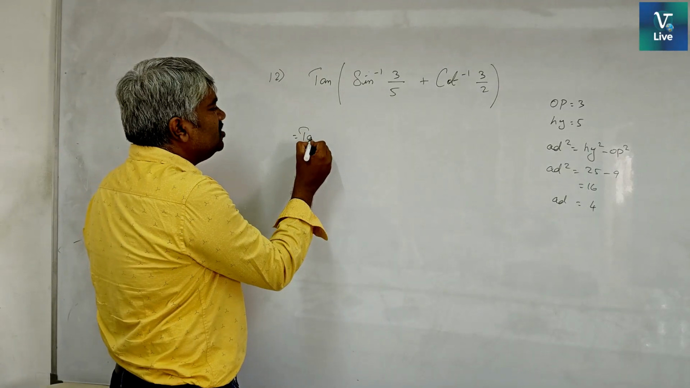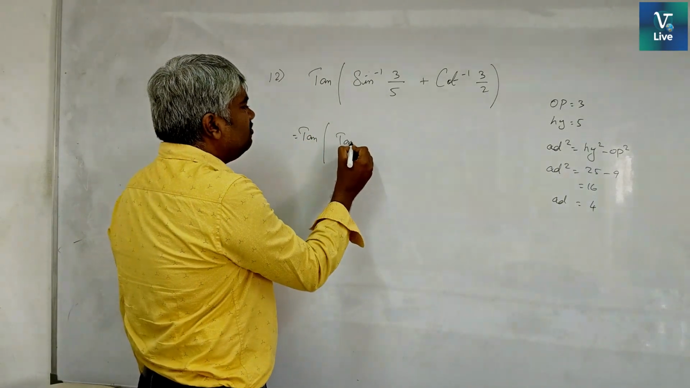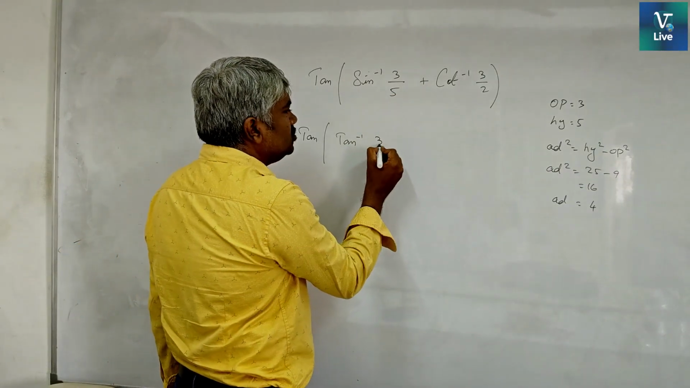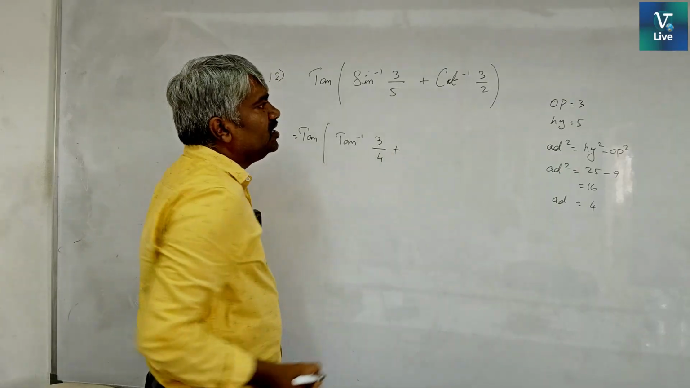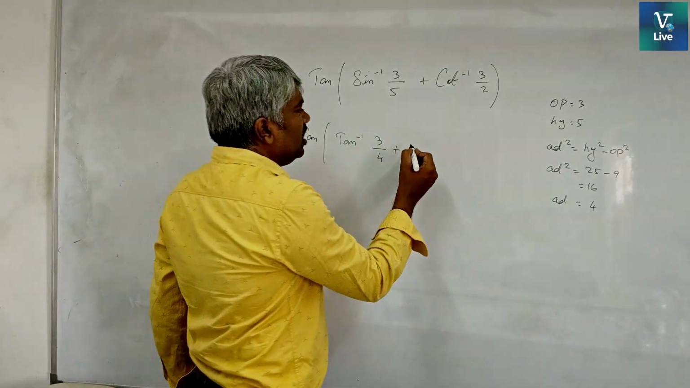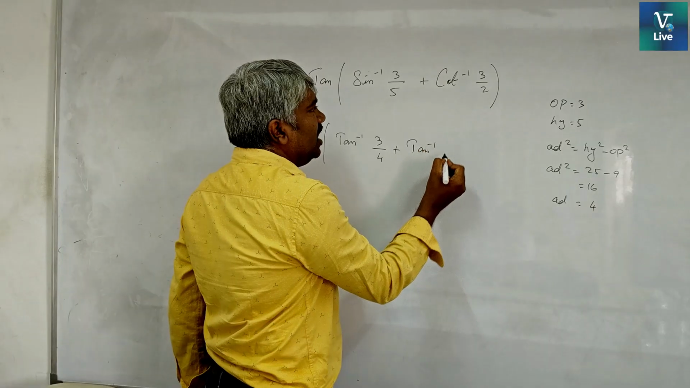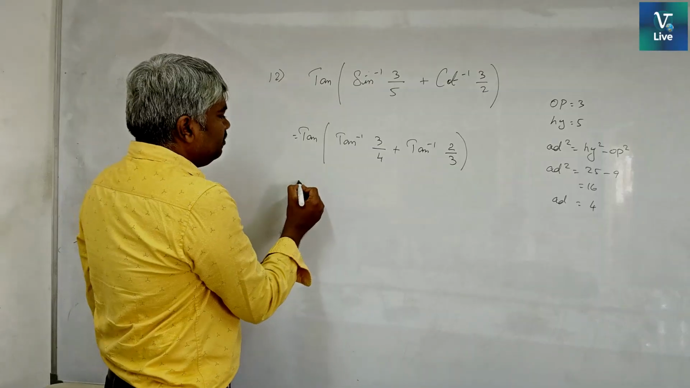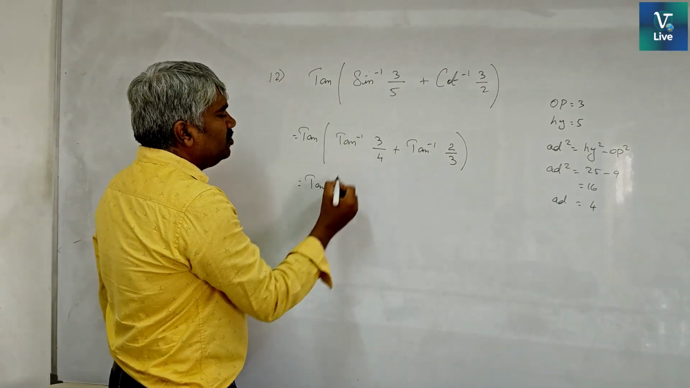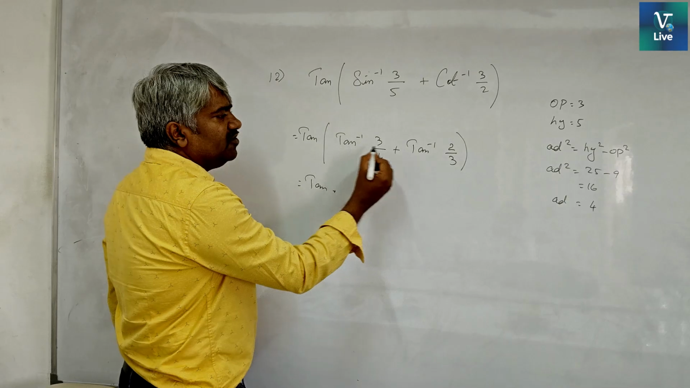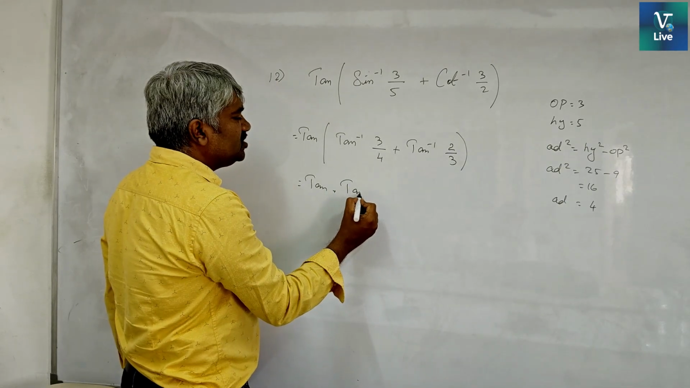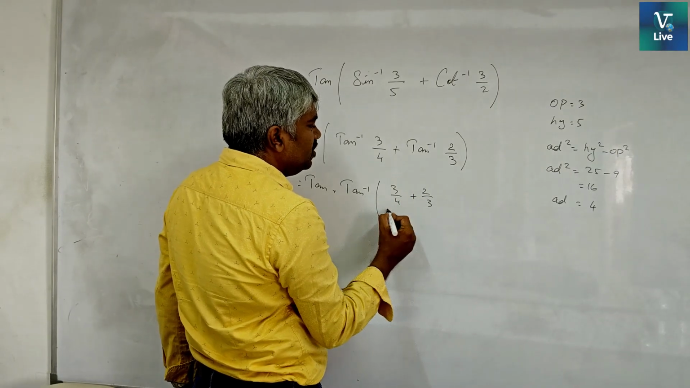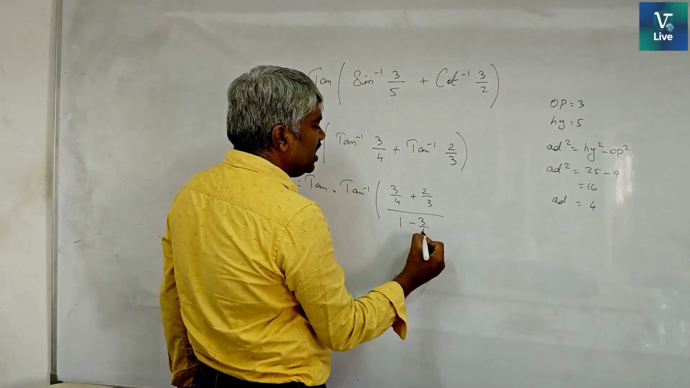Now I am going to convert this sine inverse into tan inverse. What is the tan formula? Opposite by adjacent, so 3 by 4. Next, cot inverse is given here. Convert it into tan. Tan is just the reciprocal of cot, which is 2 by 3. Now the formula is tan inverse of A plus tan inverse of B is tan inverse of A plus B divided by 1 minus AB.